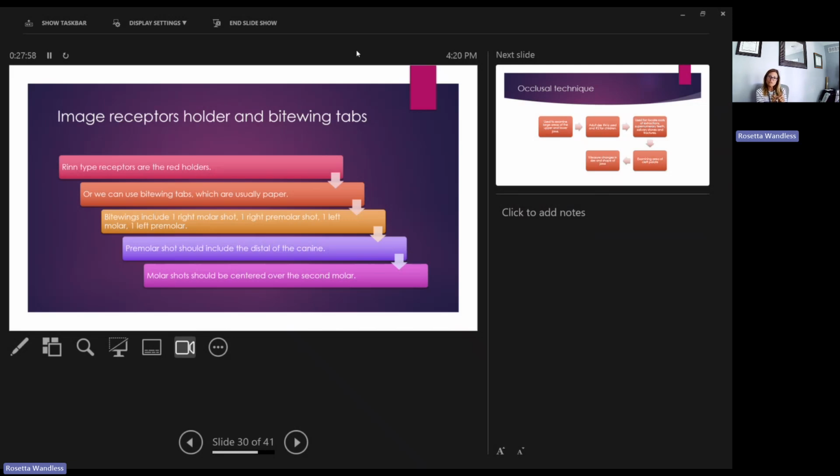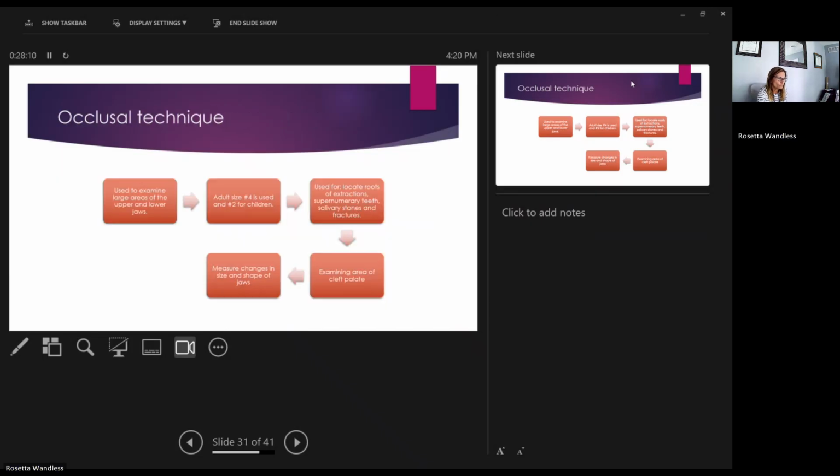Premolar shot should have the distal of the canine. Molar shot should be centered over the second molar. If you are taking the test for this, they are going to ask those questions because of placement and positioning.